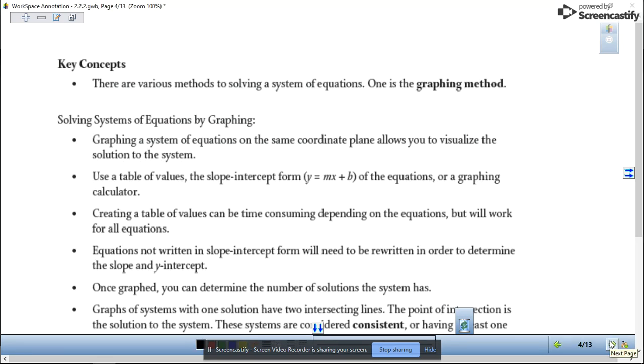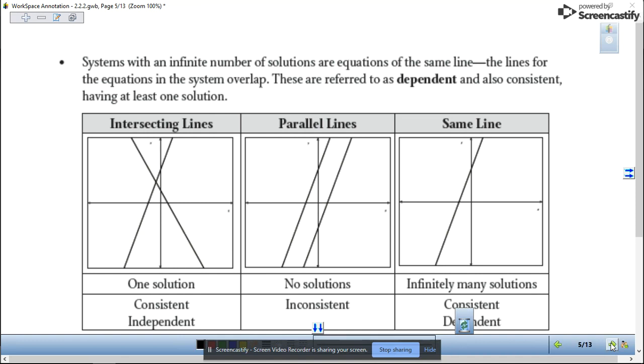Some key concepts here. I'm not going to read through all these, but this is the graphing method, and some steps you want to look for when you're trying to graph. We'll go through some specific ones as we do the examples, but these are in your notes. Make sure you read them.